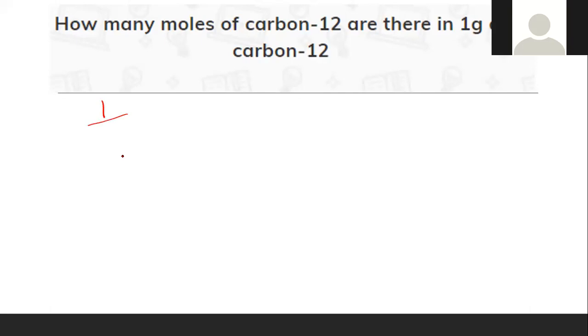So we've got 1/12. And actually, we know that because when we've talked about moles before, 1 mole is equivalent to 12 grams of carbon-12. So again, if we have 1 gram of carbon-12, 1 gram is equivalent to 1/12 of a mole.